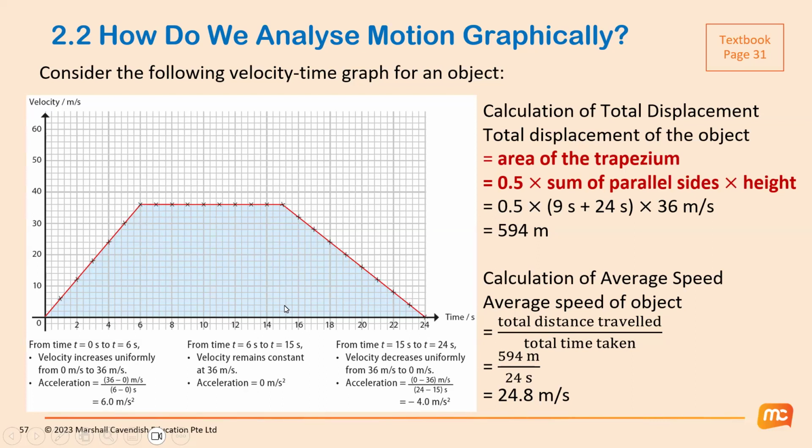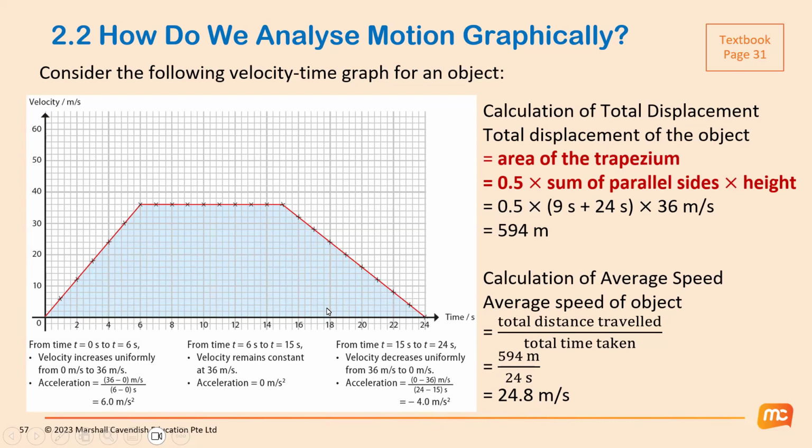At the last section, again, how do I find acceleration? v minus u over t. My final velocity will be 0. My initial velocity will be 36. So you can see it's 0 minus 36 over the timing of 24 minus 15, because it's from 15 to 24 seconds. So I should be able to get an acceleration of minus 4, which means that it is decelerating at 4 meters per second squared.